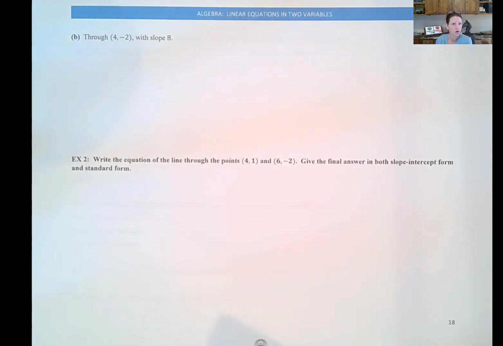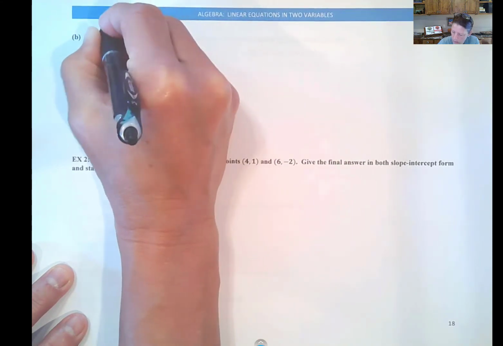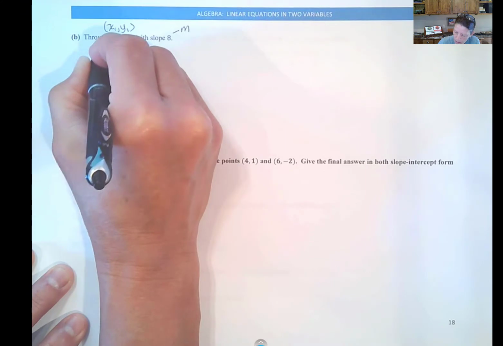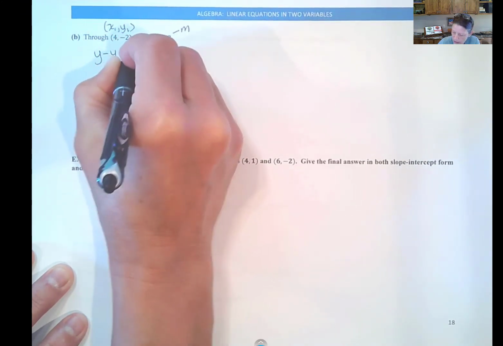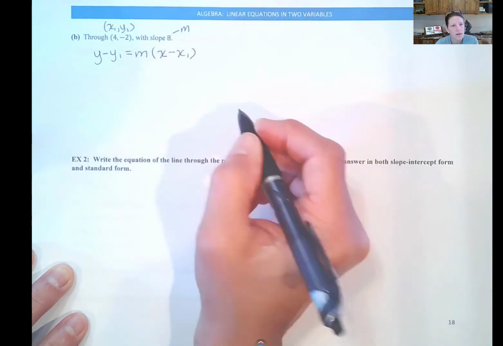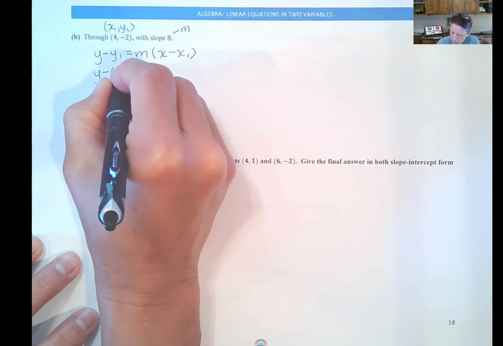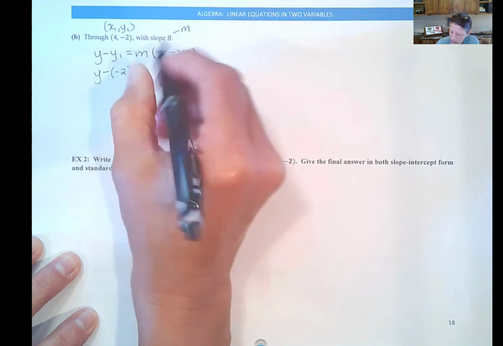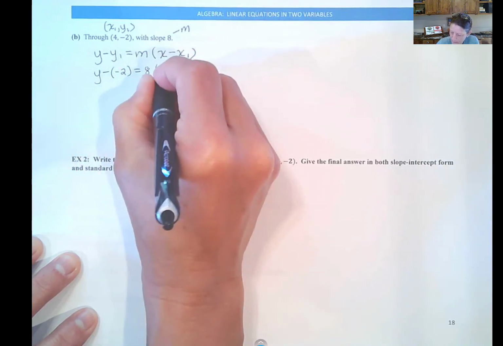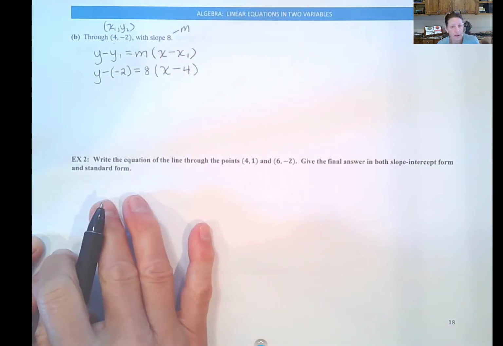Here we want to write the equation of the line through 4, negative 2 with slope 8. So we're given our point, x sub 1, y sub 1. We know the slope is 8. Here we go. Write your formula. y minus y sub 1 is slope times x minus x sub 1. And let's substitute values. y sub 1 is negative 2, so we've got y minus negative 2. That's equal to the slope, which is 8, times x minus 4. So we've got our equation of our line.